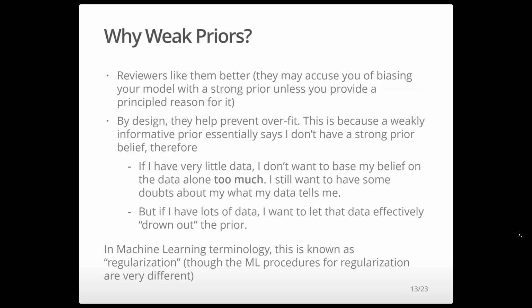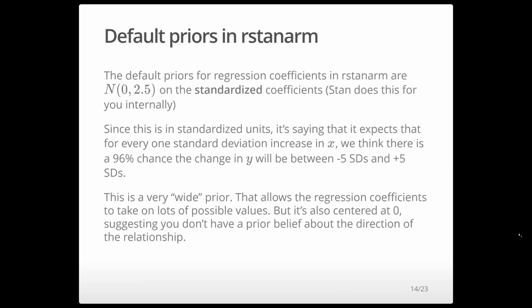But if I have lots of data, I want to let that data effectively drown out the prior and say this prior is no longer really affecting the model at all. So if you don't have much data, if you have a weak prior that's maybe centered around 0, you're pulling your results towards zero a little bit, just to hedge a little bit, essentially. In machine learning terminology, this is known as regularization, although in machine learning, the procedures for regularization are very different.